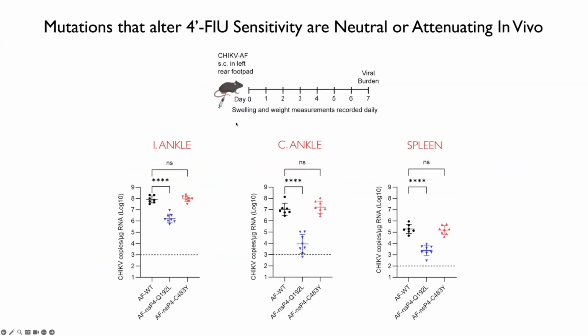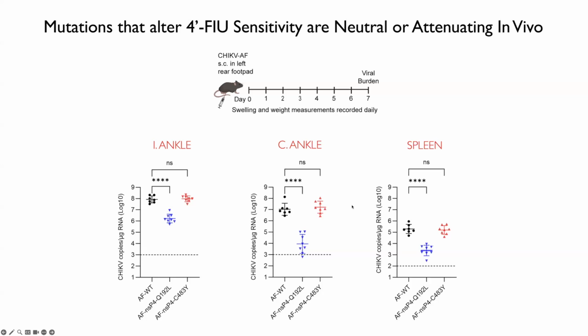Okay, and then finally, kind of building on some of the information that Margaret presented back to these mutations that confer reduced sensitivity to 4'-FLU, the Q192L and C483Y mutations in NSP4. We wanted to test if those mutations had any impact on the ability of the virus to replicate and spread in mice. And so viral burden analysis is shown here.